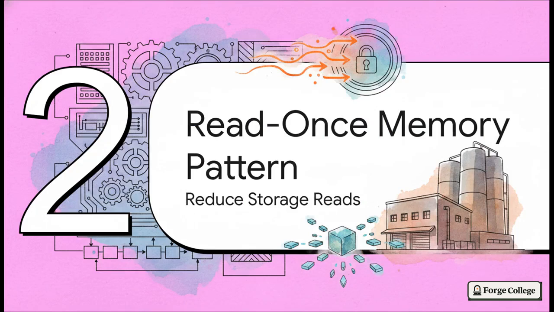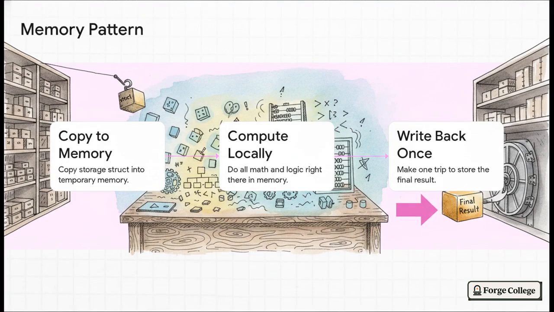Which brings us to Section 2, the read-once memory pattern. Implementing this is actually super straightforward. It's just 3 simple steps to stop your code from exhausting itself with endless warehouse runs. Step 1. Copy your storage struct into memory. Just pull the data out of the warehouse and onto your workbench. Step 2. Compute everything locally. Do all your math, your branching, your logic right there in cheap memory. And Step 3. Write back to storage once. When the item is fully built, make one single trip back to the warehouse to store the final result. Doing all your heavy lifting right on the workbench saves significant energy.